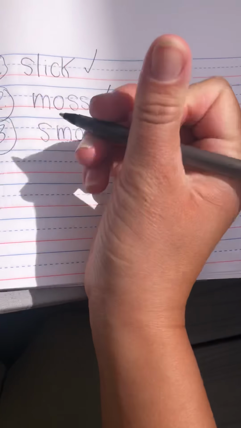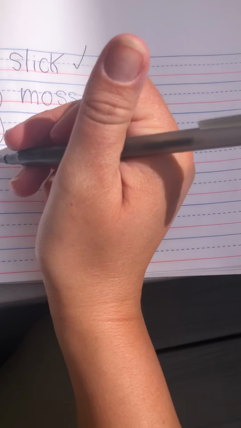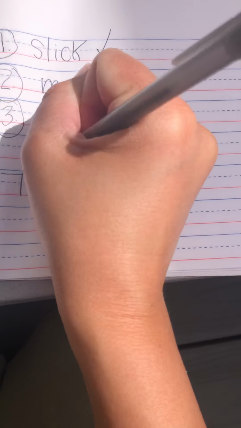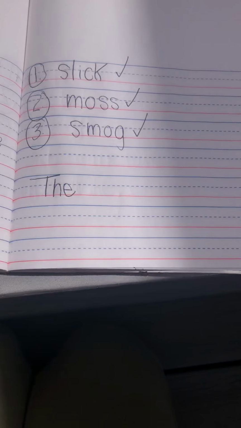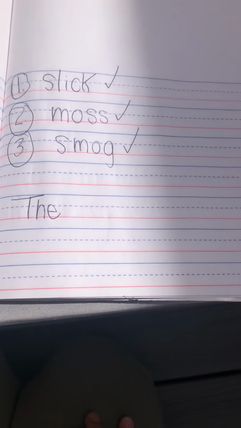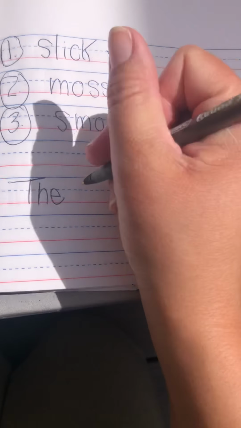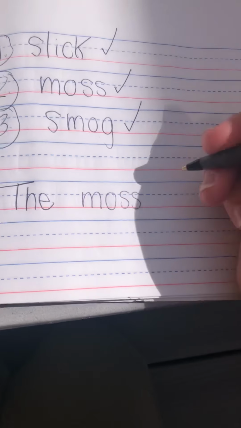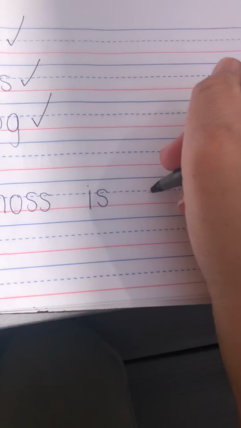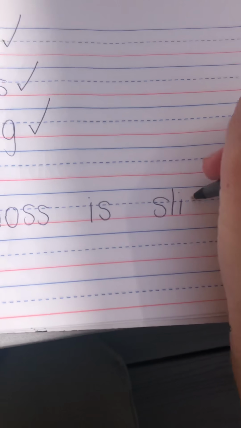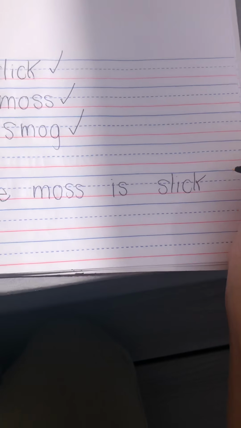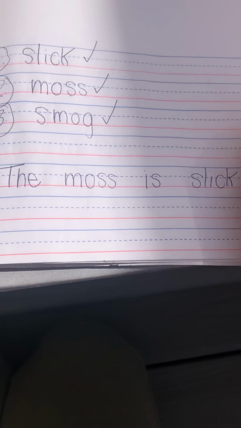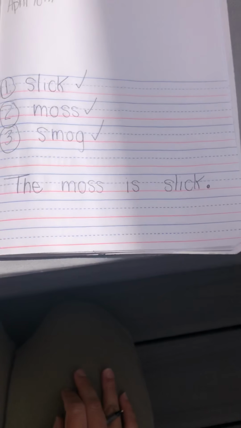All right, kindergarten, I am going to write that sentence. The moss is slick. I'm going to start with a capital because it's the beginning of a sentence. T-H-E. I can spell the. The moss. Finger space. M-A-S. The moss is slick. And I'm putting CK at the end. Let's go ahead and reread. The moss is slick. Go ahead and add your punctuation and check your sentence out.